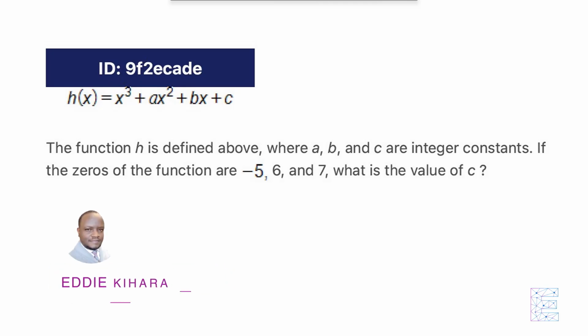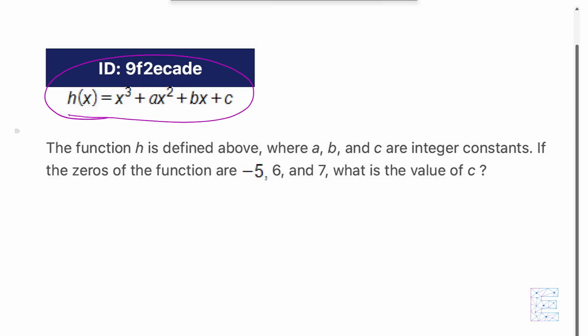The function h is defined above, where a, b, and c are integer constants. If the zeros of the function are -5, 6, and 7, what is the value of c? So here's a given equation. The task at hand is to figure out the value of c.